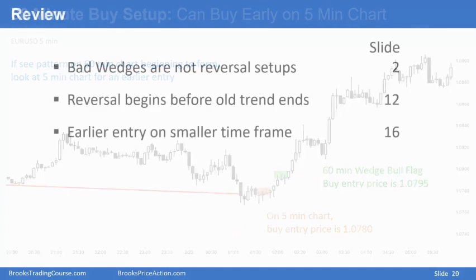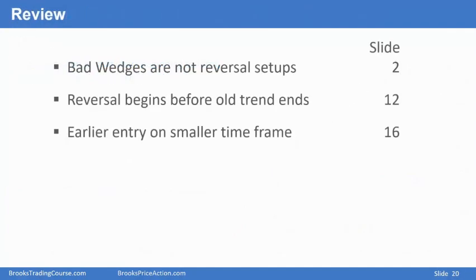I began by talking about how bad wedges are not reversal setups. Bear trends are always forming wedge bottoms that are bad and the market keeps going lower. Bull trends are always forming wedges that are bad and the market keeps going higher. A bad wedge is one where the legs do not overlap. It's not a stairs pattern. There are open gaps, or the channel is too tight to expect a major reversal.